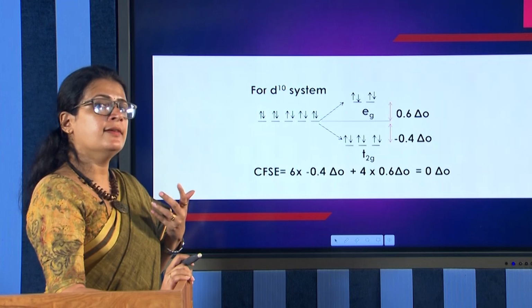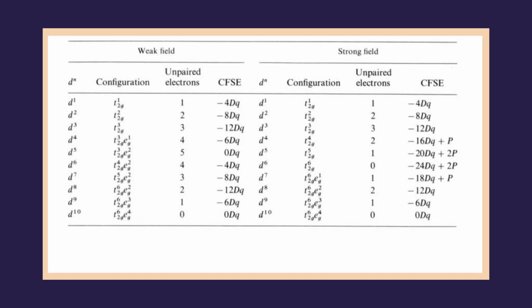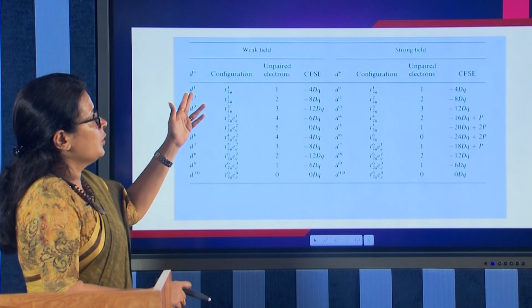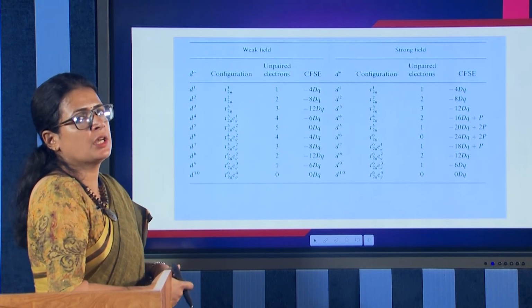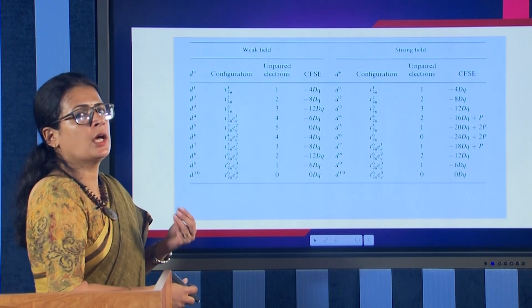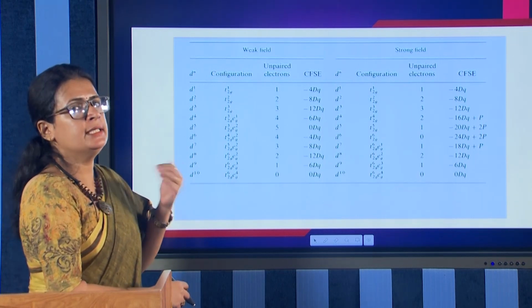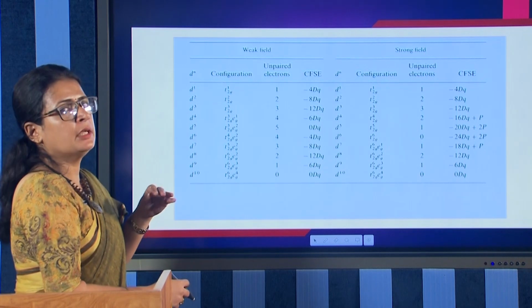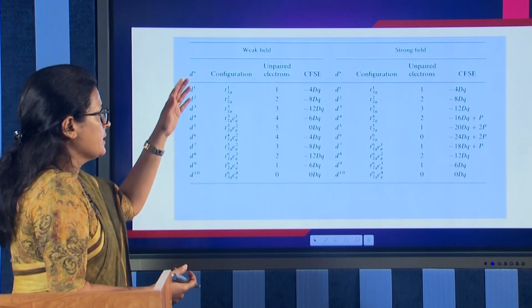In the case of D5 high spin also, it was 0. And you can summarize this. This is the overall thing that we have calculated here. Here you can see the weak field and strong field ligands. Weak field means the ligands which are very weak, or the cases where the electrons are not paired, or the electrons are going to the EG level. That is, maximum electrons will be filled in the T2G and EG, and after that only pairing occurs. That is the weak field case.